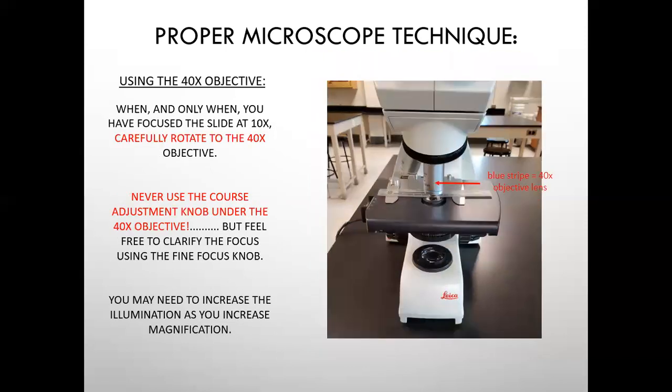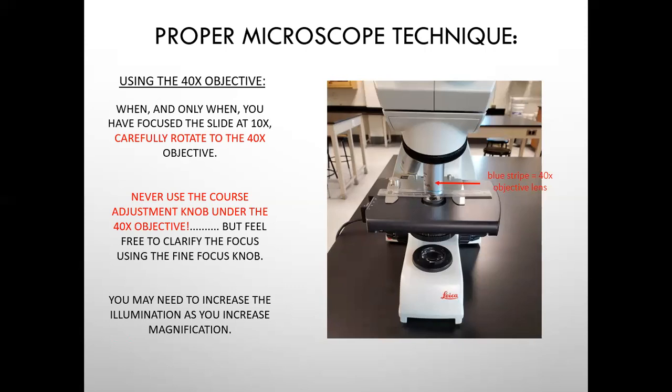All right. The same rules apply to the 40x as the 10x, so we're not going to use our coarse focus knob. At this point, the lens will be close to the stage, and you could end up breaking the objective lens, and these are expensive, especially when we have to put a lot of students through the lab. Not a big deal this year, but in future courses, this is all good information you're still going to need. So never use the coarse focus.